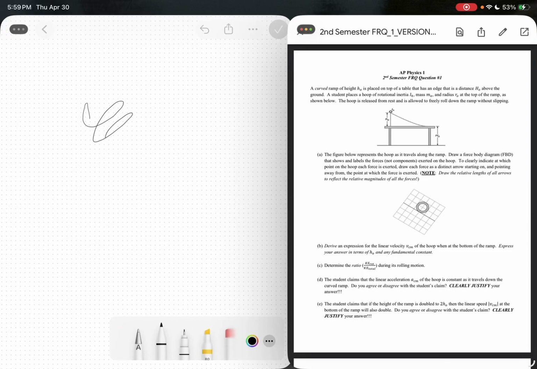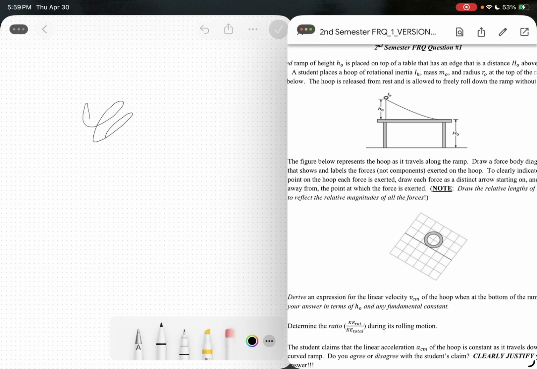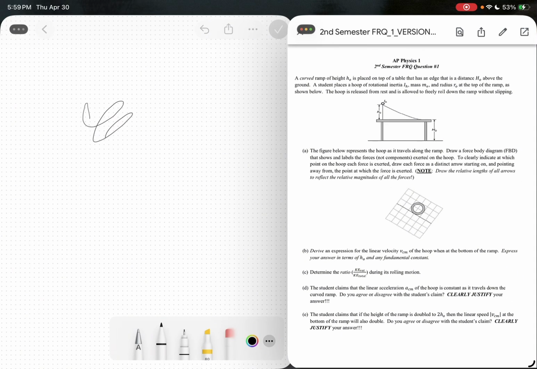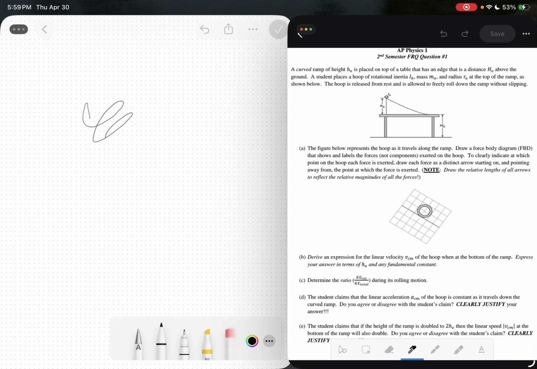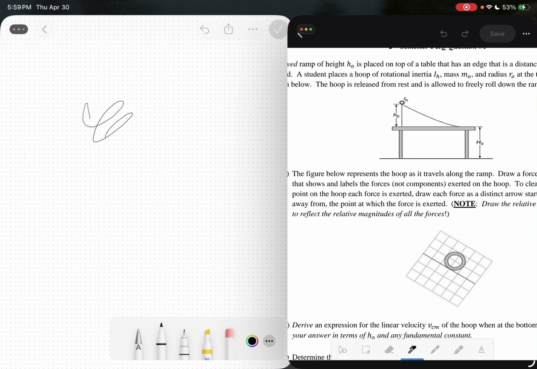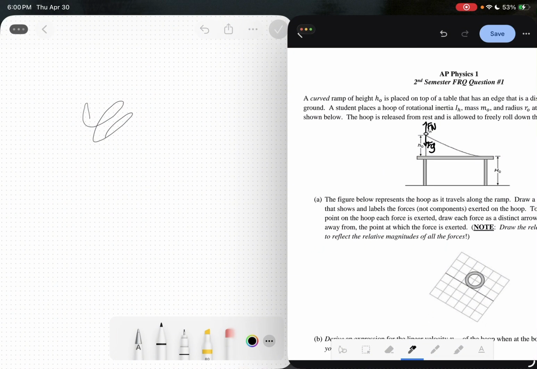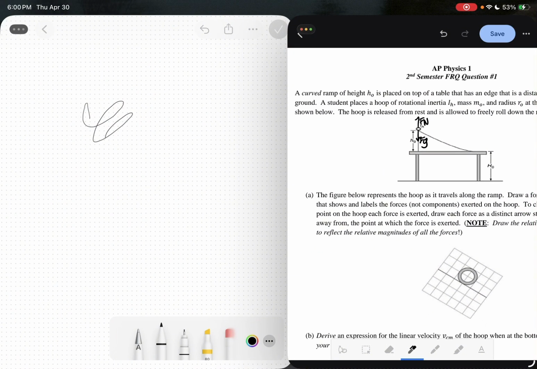Okay, so I'm gonna be doing the FRQ1. So for part A, it says that I have to draw the forces. So there's FG and there's FN, and then there's also FK acting against.